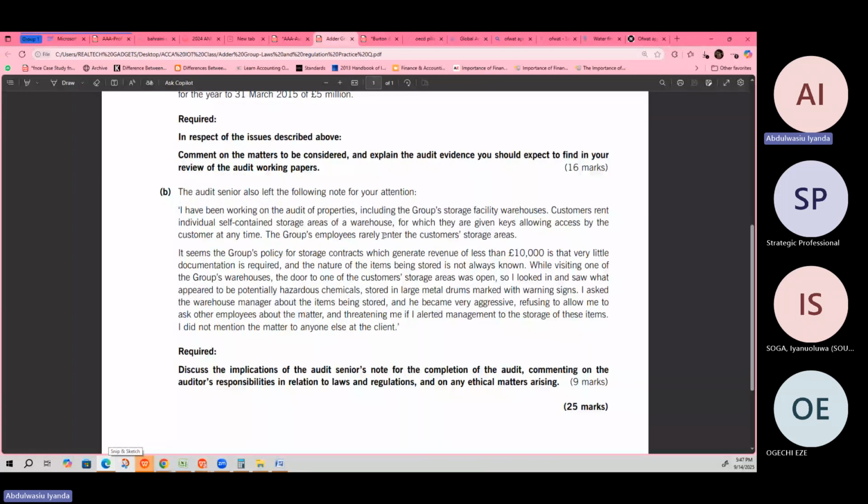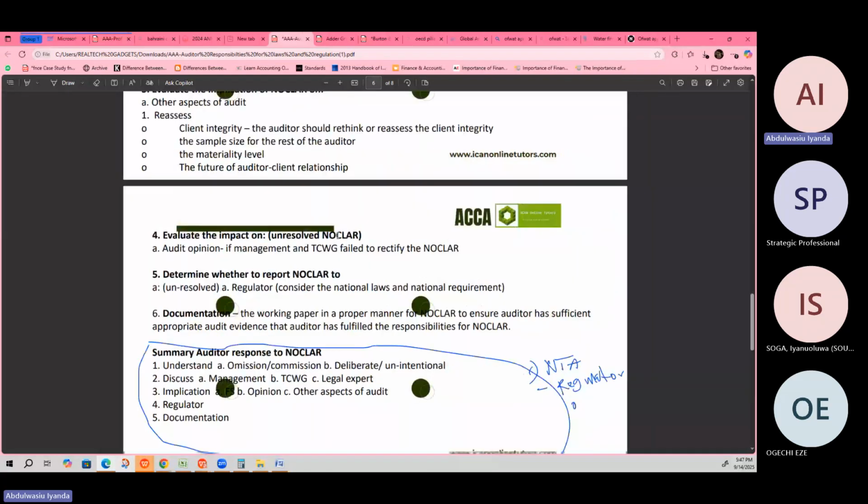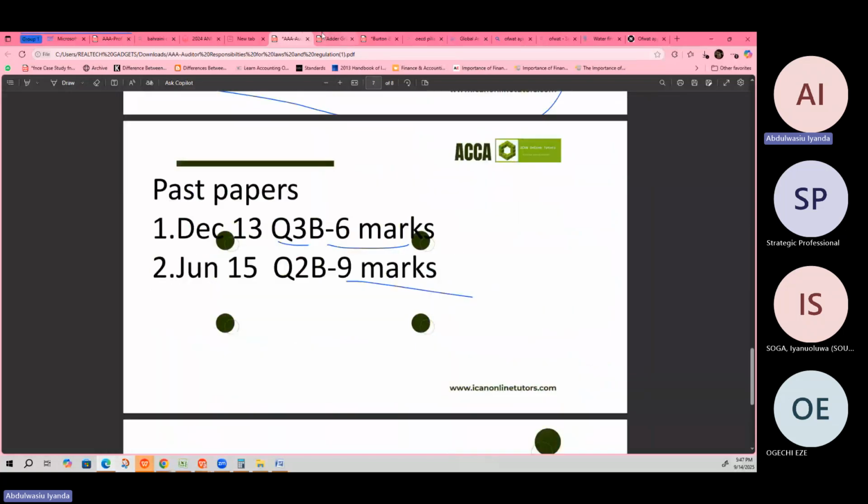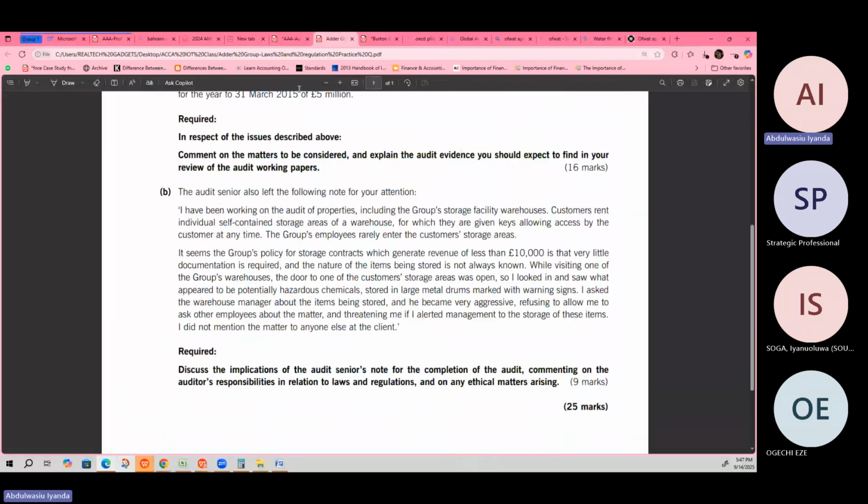Right, this one is what? Sorry, let me check. 15, 9B, 2B. Okay, so this is the 2B.